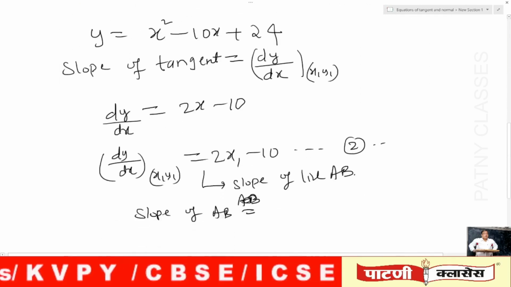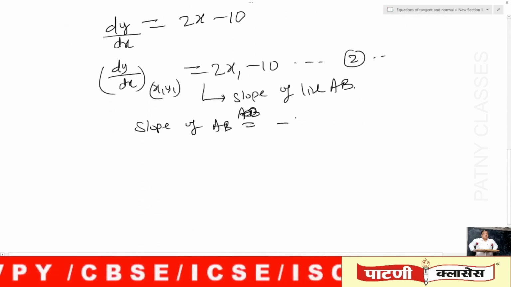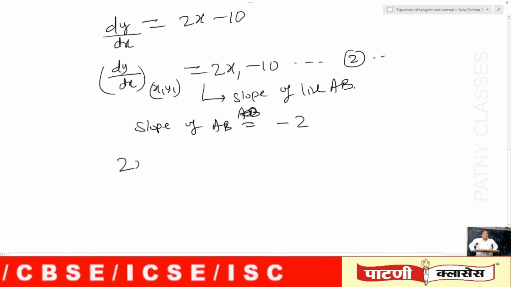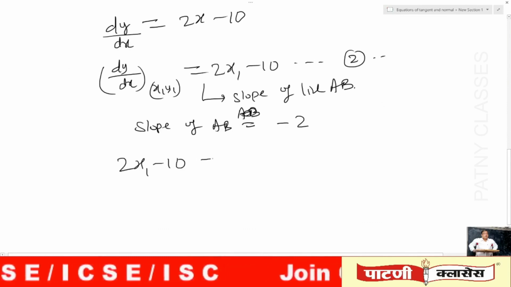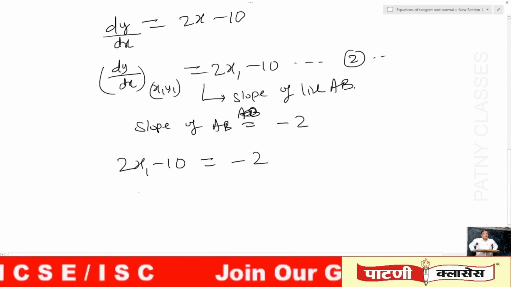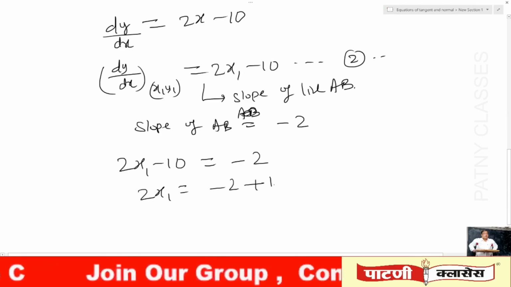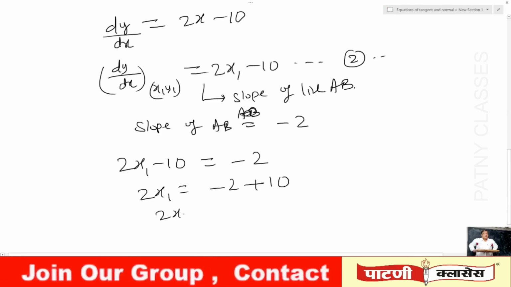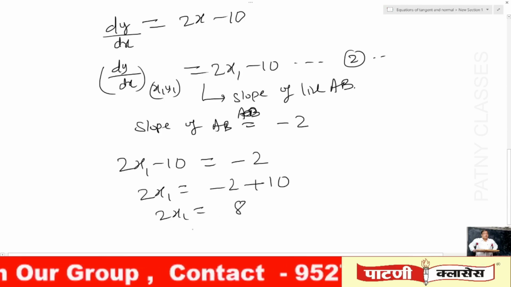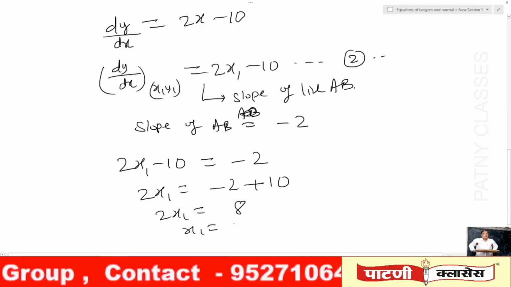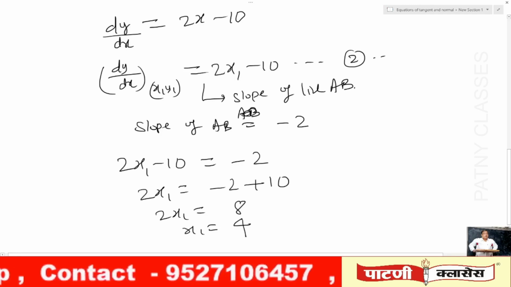So what are we doing now? We put dy by dx, that is 2x1 minus 10, equal to minus 2. 2x1 equals minus 2 plus 10. 2x1 equals 8. x1 equals 8 upon 2, which is equal to 4.